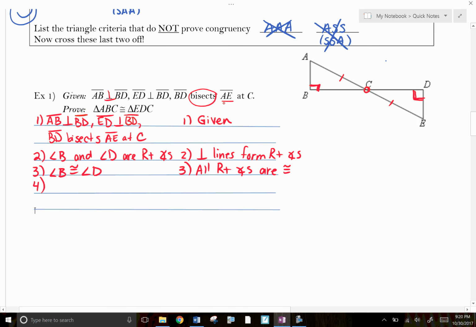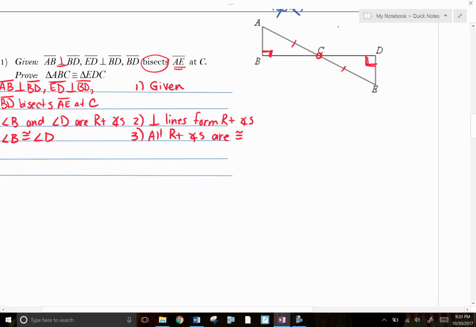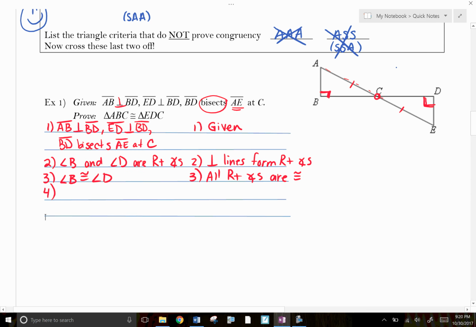Ooh, bisect. AE got bisected. So AE right here got cut in half, making AC congruent to EC. Why do I know they're congruent? Because of the word bisect. Bisectors create 2 congruent segments. Okay, that's cool. All right, so now I have an angle and a side. I could use another angle or another side. Oh, I can use the picture. So I have the angle, the side, the side.